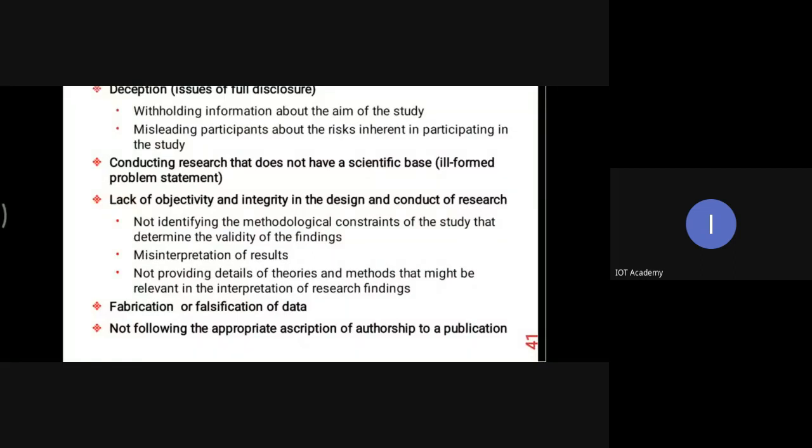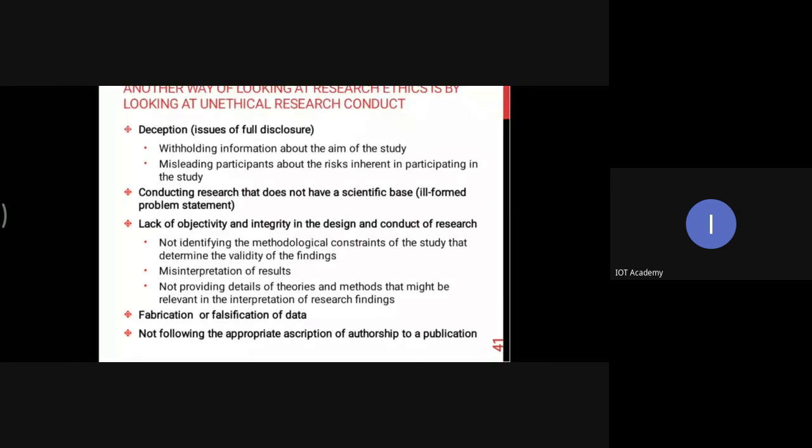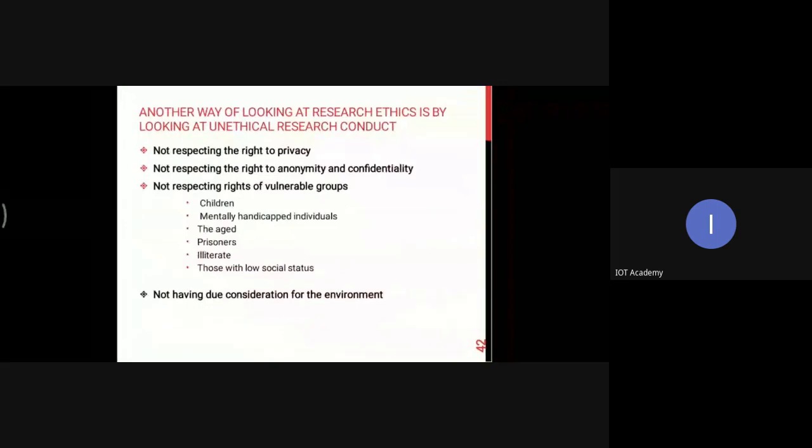If anyone is 21 years old, we should not say she is 35 years old. Then, not following the appropriate attribution of authorship to a publication: we have to follow the norms of the publication. No fabrication in terms of that also.